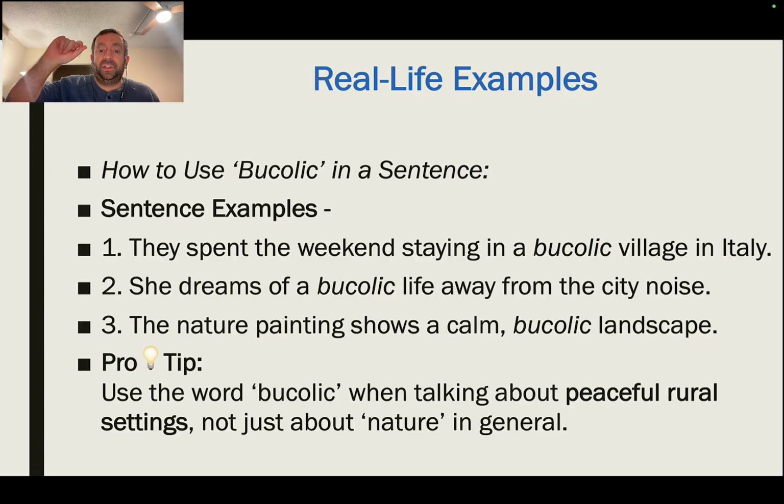So just keep in mind, and a pro tip here, is that the word bucolic is a very rare word in the sense it's not very modern. It's more of a word that you'd find in novels or perhaps in a newspaper or in a journal. But you want to use this word in a specific use. So again, when you're talking about peaceful, rural, and quiet settings, not just about nature in general.